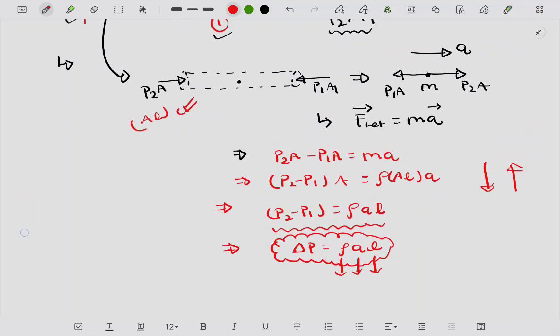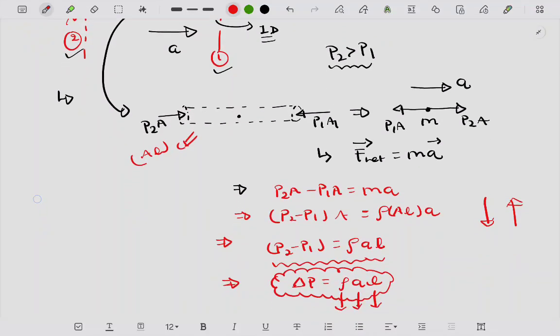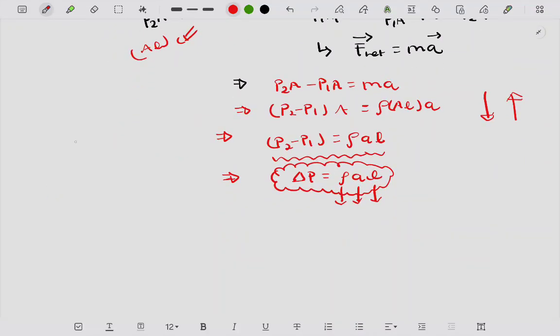Just remember one more thing for this kind of question. In the opposite direction of acceleration, pressure increases. So as we go from point 1 to 2, the pressure increases by how much? Rho a L, where L is the length of the fluid you are considering. So please remember this formula, that is actually very effective. That is your pressure difference.